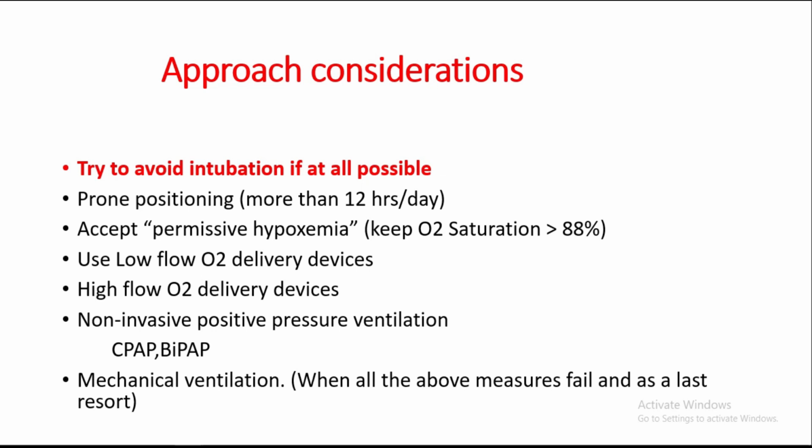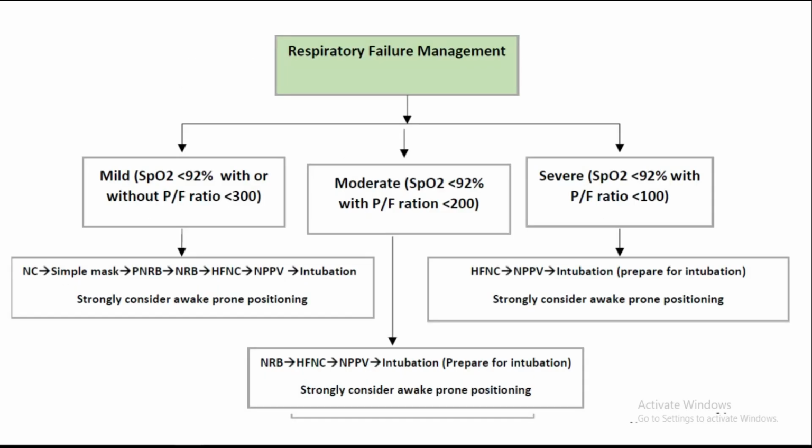Use low flow oxygen delivery device first. If it fails, then high flow oxygen delivery devices. If it fails, you can use non-invasive positive pressure ventilation, but in some countries it is not used so much until mechanical ventilation is available, and at last you should use mechanical ventilation as a last resort. Here is a flow chart of how we can use oxygen.